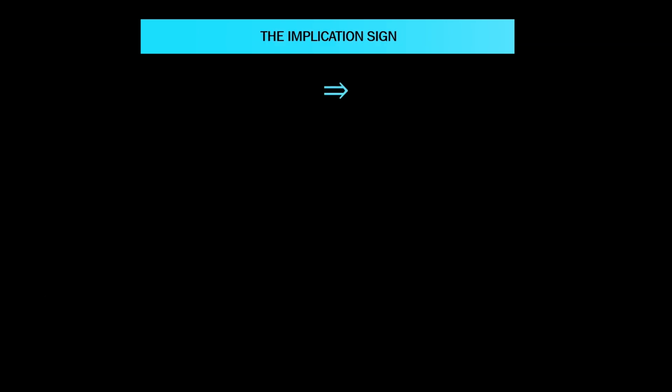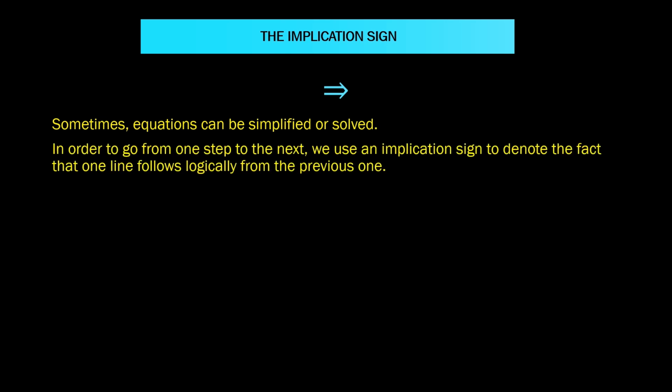We now take a look at another very important symbol, the implication sign, as denoted on your screen here. We know that sometimes equations can be simplified or solved. In order to go from one step to the next, we use an implication sign to denote the fact that one line follows logically from the previous one.